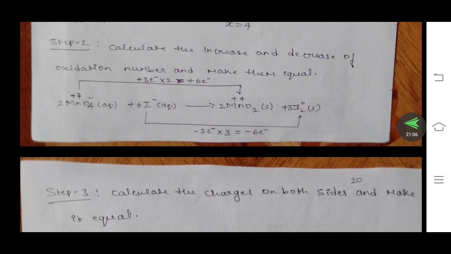Okay, so minus 2. Manganese is gaining plus 3, and iodine is losing minus 2. So you have to make both charges equal. So this half equation is multiplied by 3 and that half equation is multiplied by 2. So minus 2 into 3 you get minus 6, and plus 3 into 2 you will get plus 6. So both get cancelled.